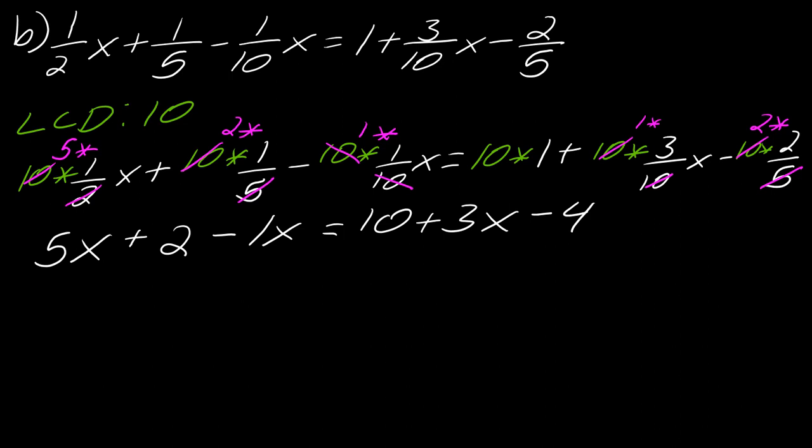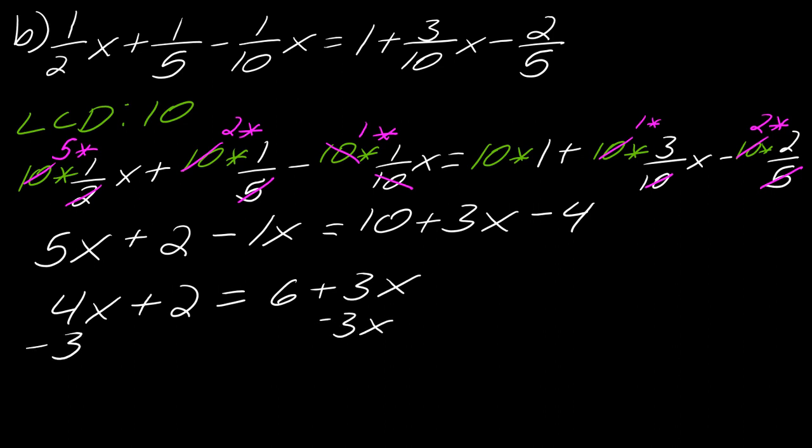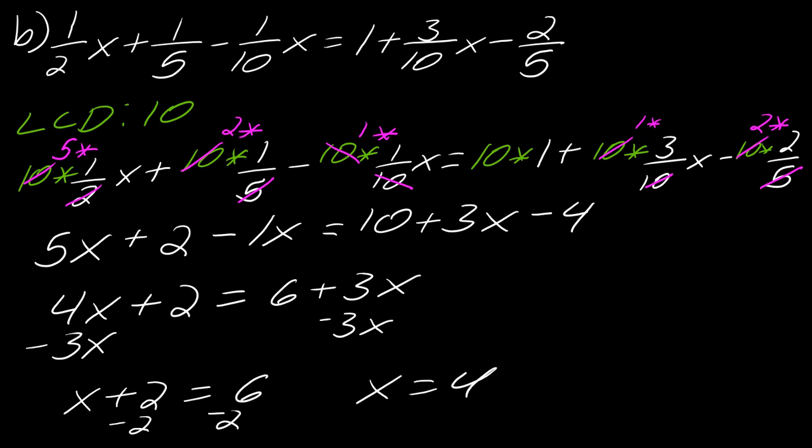So let's see. From here, I just have to solve as usual. On the left side, I've got 5 minus 1x, so this is going to leave me with 4x plus 2. And then on this side, I've got the 10 minus the 4, so this is going to leave me with 6 plus 3x. Now it's just a matter of getting rid of the 3x, bringing this over to this side. So 4x minus 3x will just leave me x. Then I can subtract off the 2. And so x just equals 4. So there's my answer.